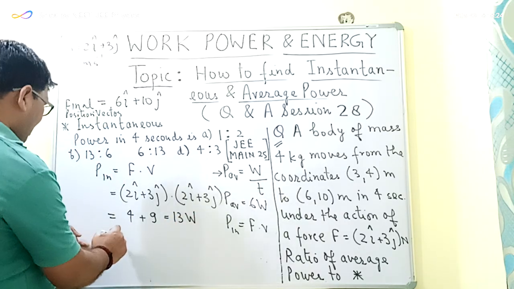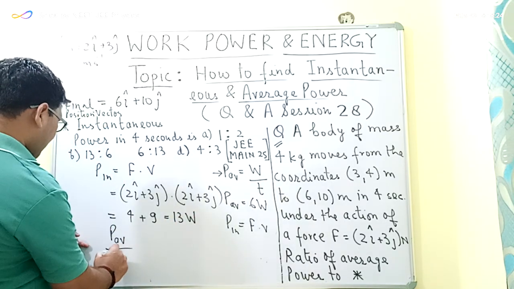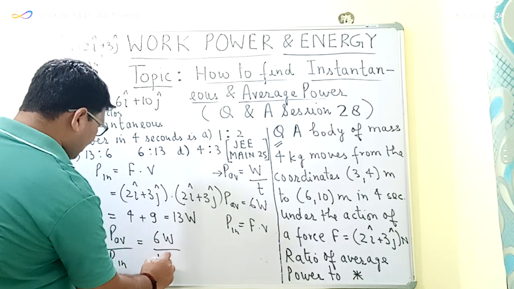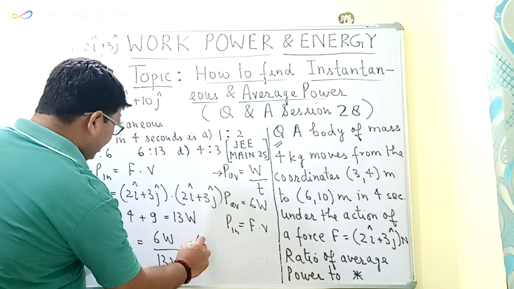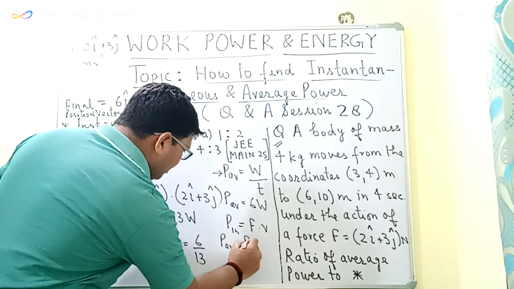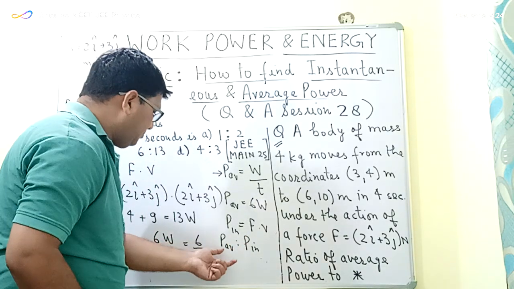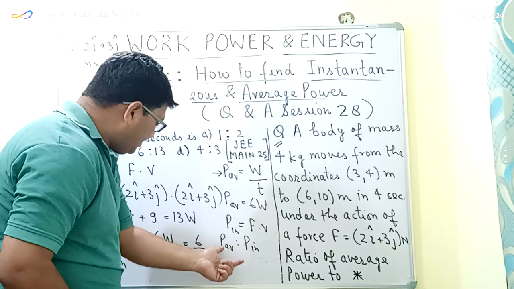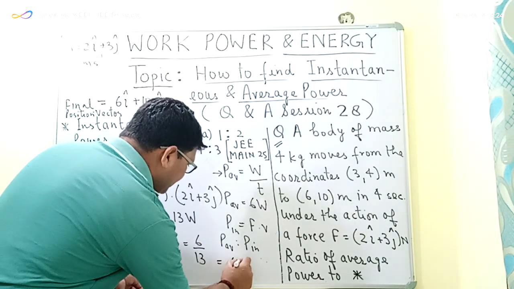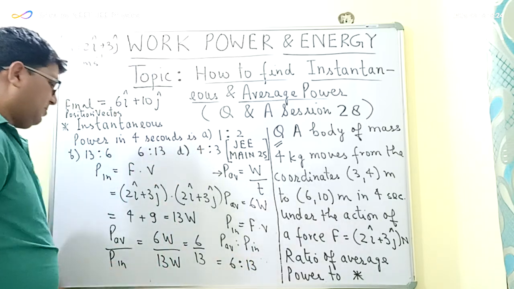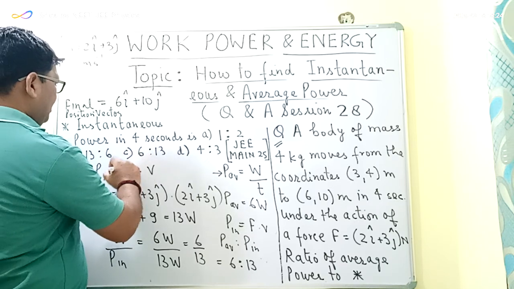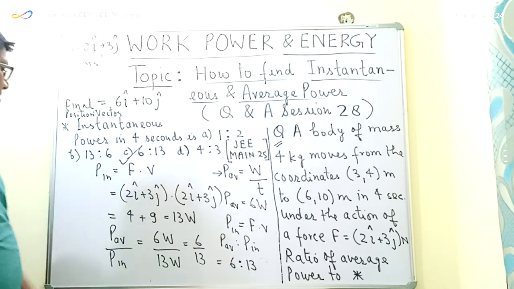So the ratio of average power divided by instantaneous power will be equal to, average power was equal to 6 watt and the instantaneous power is equal to 13 watt. This is equal to 6 by 13. Or we can say that the ratio of the average power to the instantaneous power is equal to 6:13. So here the correct option is the C option. So the correct option here will be C, that is 6:13.